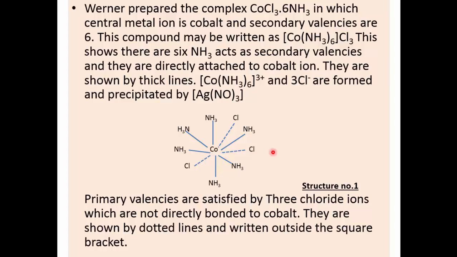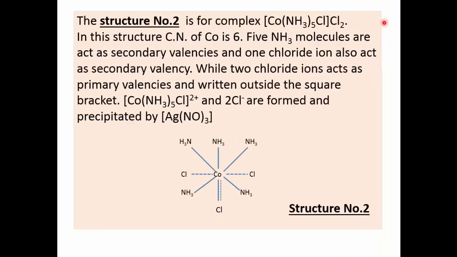When the ions are present outside the square bracket, they act as primary valencies, and these ions are ionizable, and therefore when this compound is treated with AgNO3, they are precipitated by AgNO3. So 3 chloride ions are precipitated by AgNO3. Again I repeat, because they are ionizable, they act as primary valency. Then see, the formula is also written in this way.